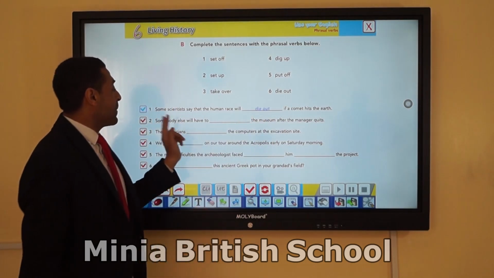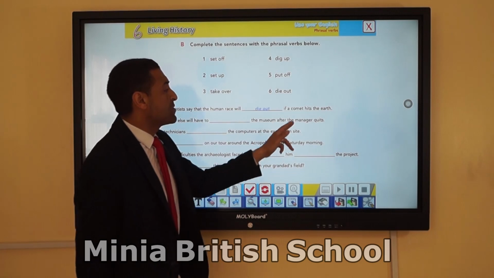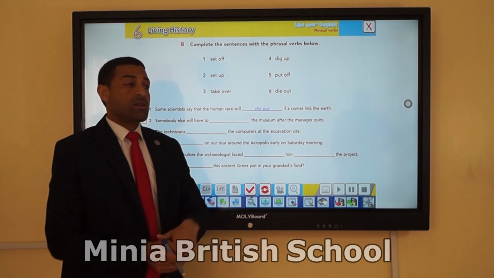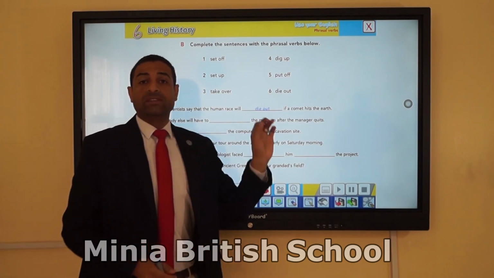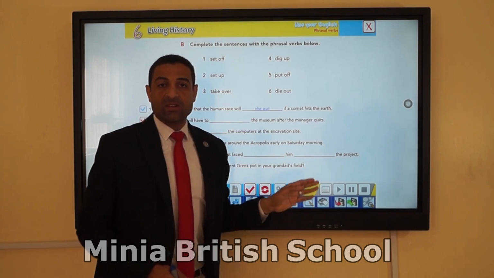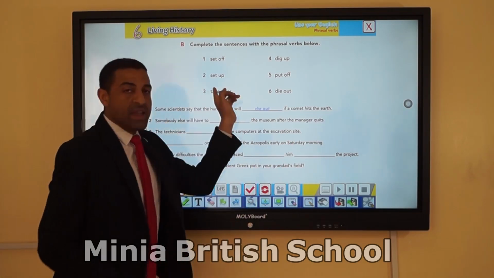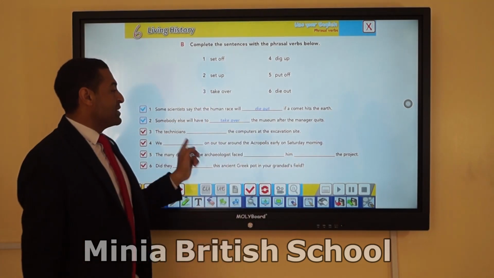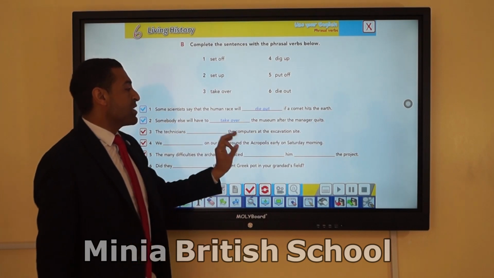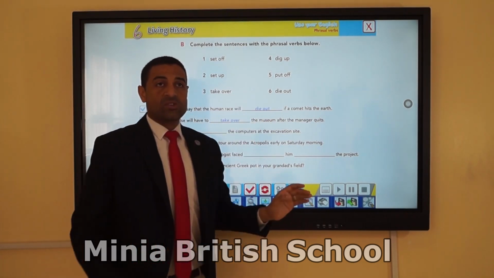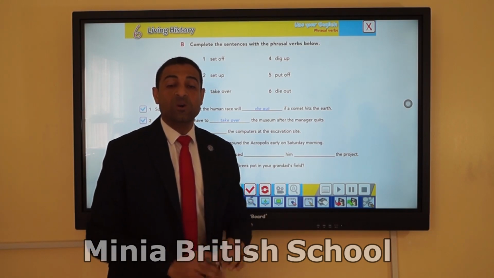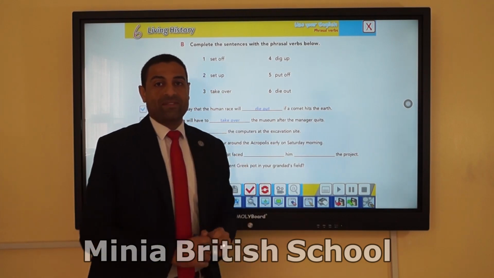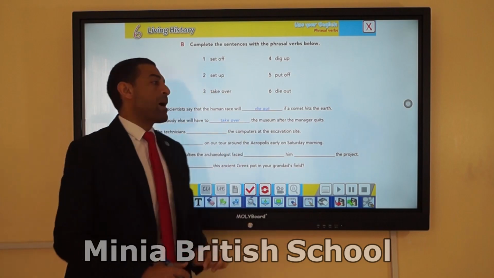And then here, somebody else will have to take over the museum after the manager quits. So the manager will stop working, and of course someone will take responsibility to manage the museum. He will take over. And then here, the technicians set up the computers at the excavation site. So they need to use computers, so they need to prepare this equipment. So they need to set up.